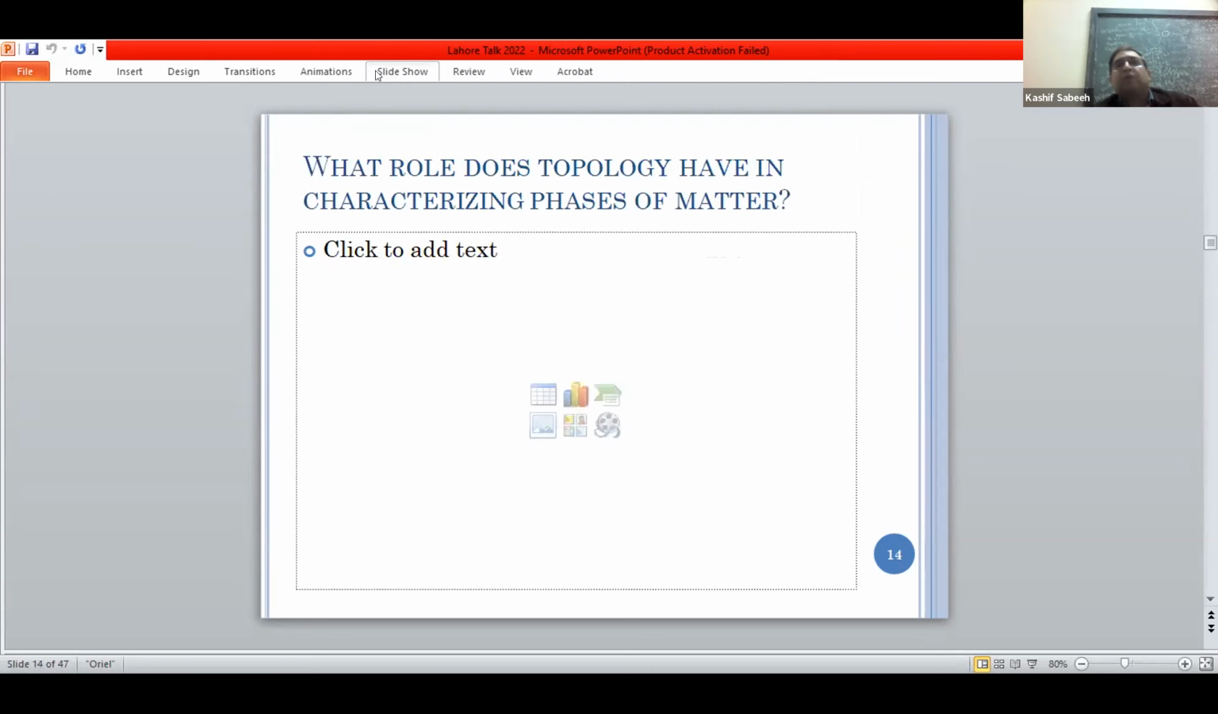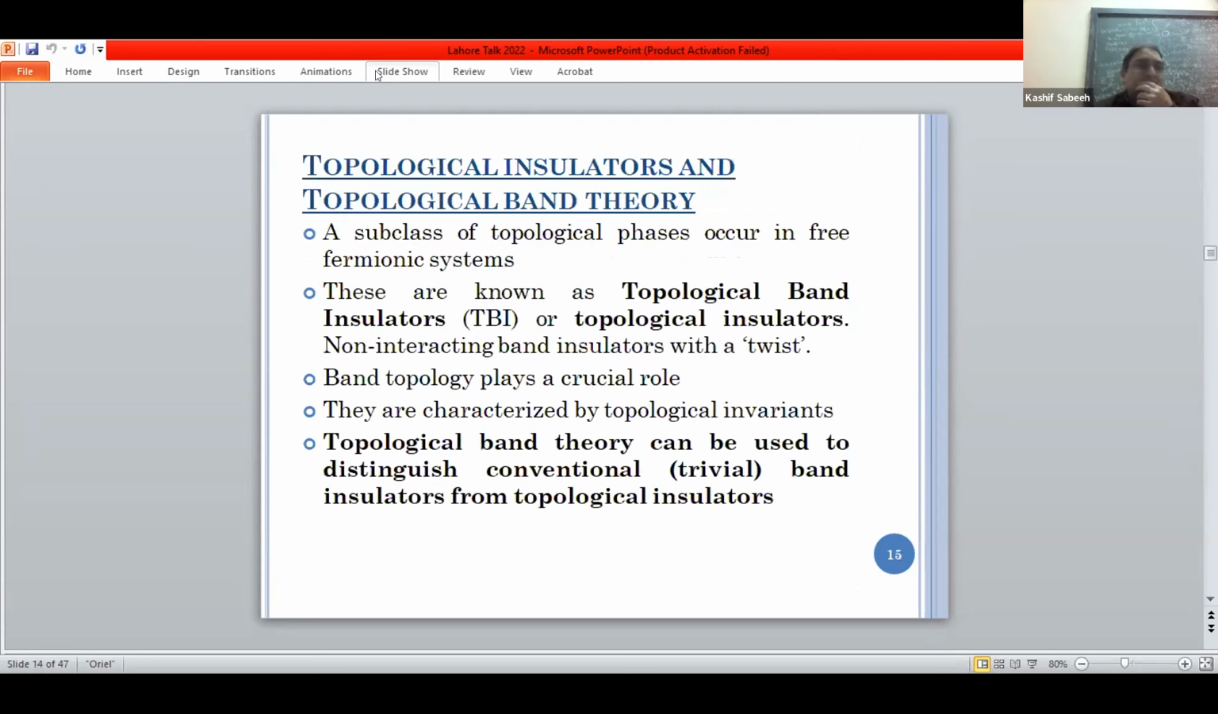So the question is, what is the role of topology in characterizing phases of matter? For that, we have realized in the last decade or so that an extension of our usual band theory is required, which is nowadays called topological band theory, and that helps to characterize these phases of matter, which are called topological phases of matter.